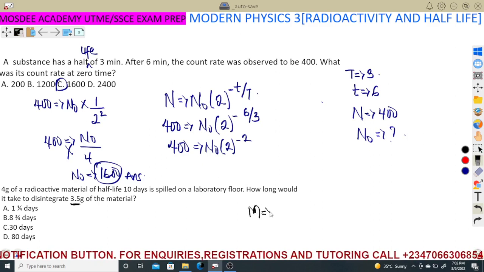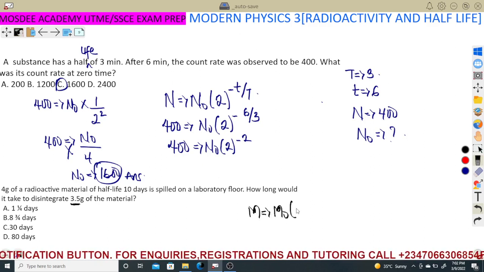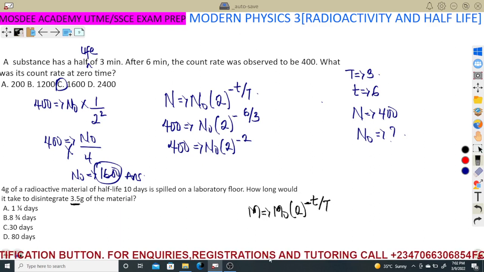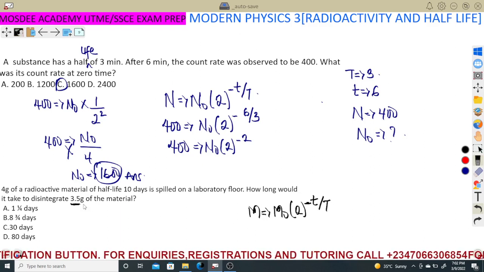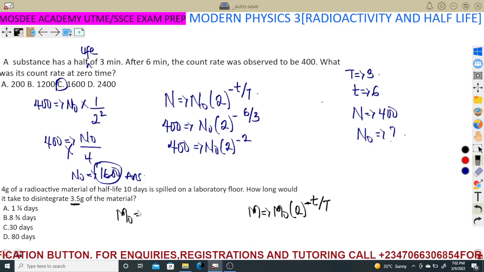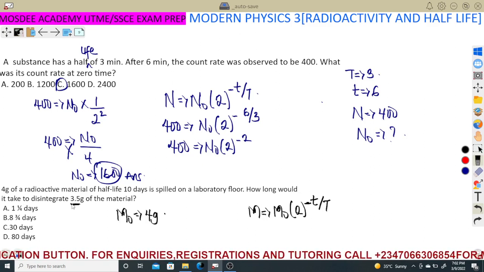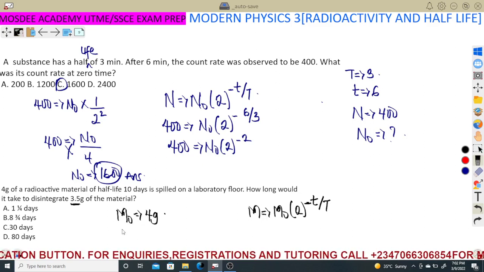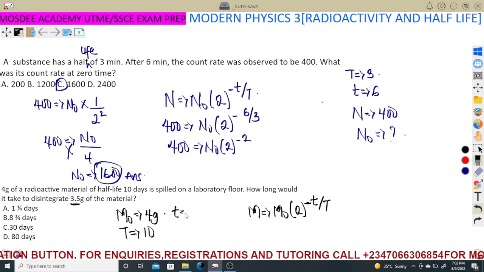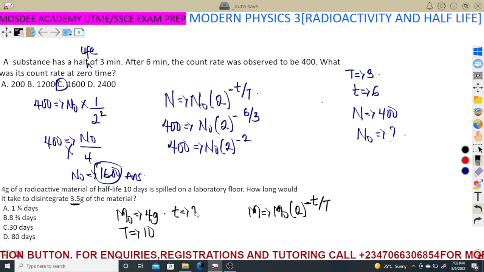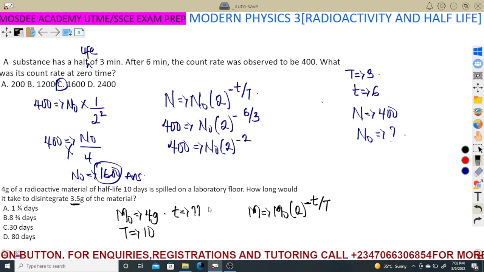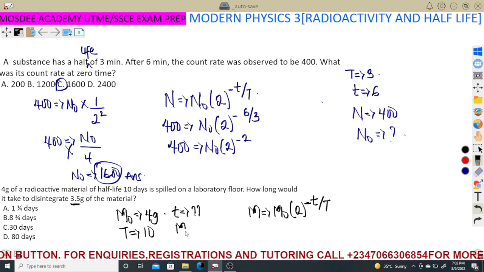The mass that is left is the initial mass, open bracket, 2 raised to power negative small t over the half-life. Now, this time around, 4 grams. 4 grams, that is the initial mass. Then half-life of 10 days, capital T is 10 days. How long, that is small letter t, is what you are looking for, question mark. Will it take to disintegrate to what? 3.5.